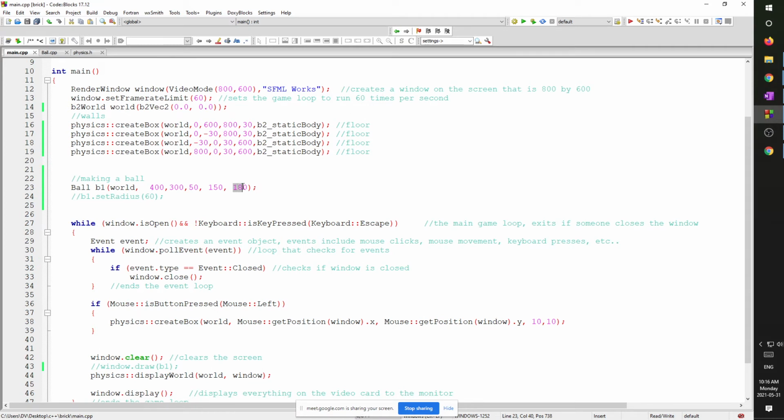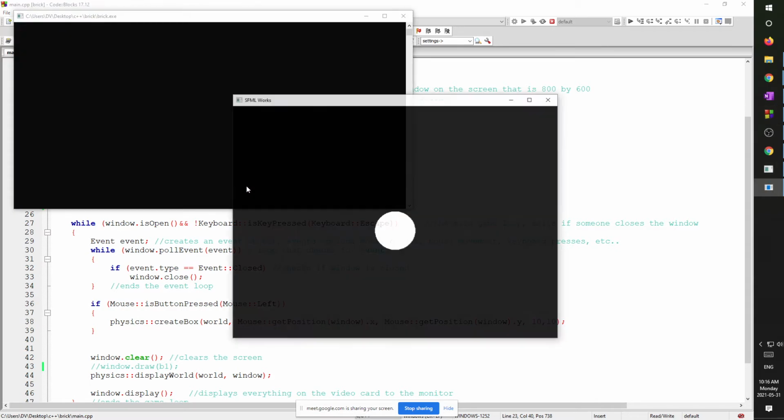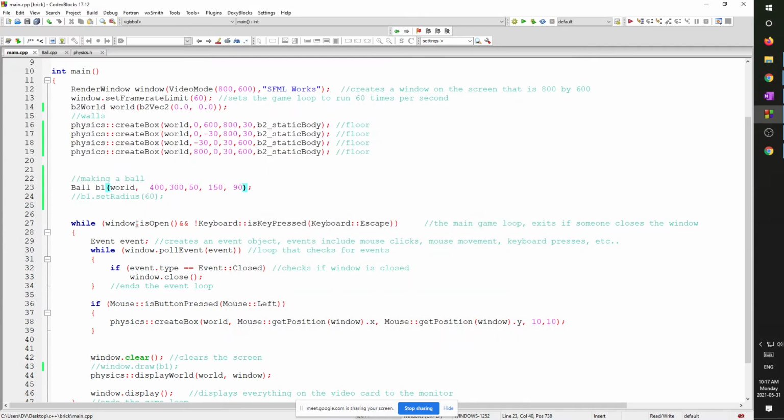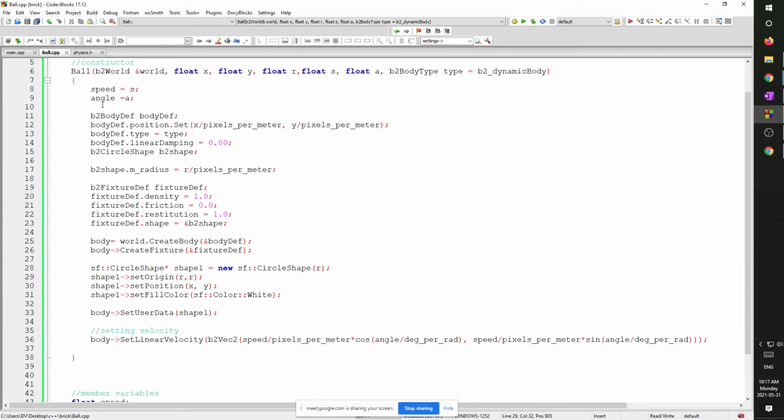90 should be straight down. So at least we can kind of keep track of our ball now. It has a speed and an angle. I'm happy with that for now. Okay, so there was the mistake. I probably just got lucky and found that. It would have taken me a long time to find that otherwise.